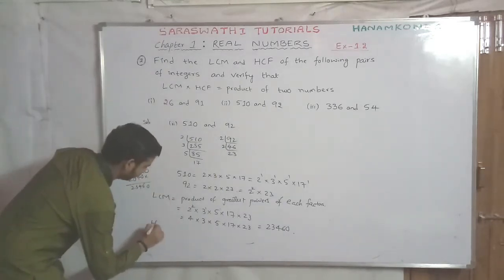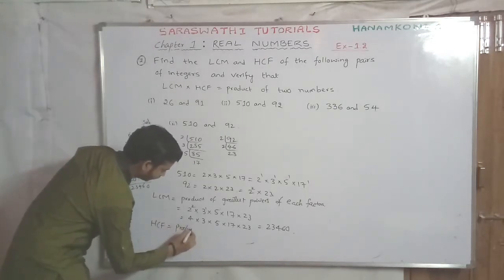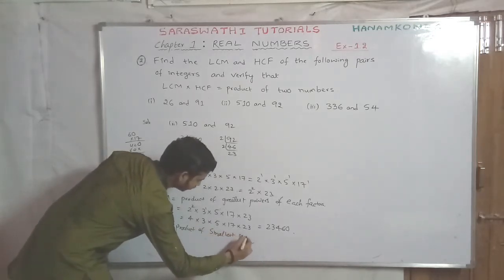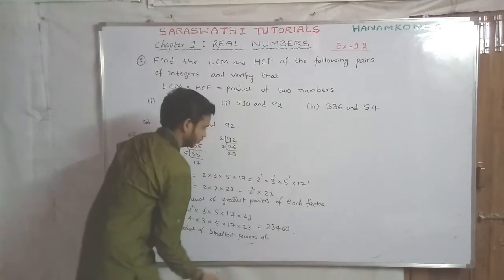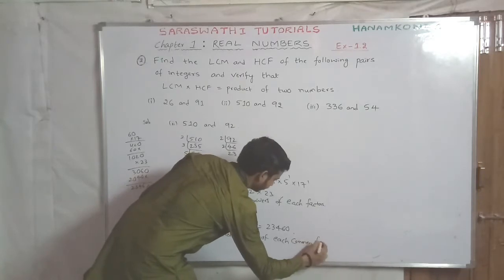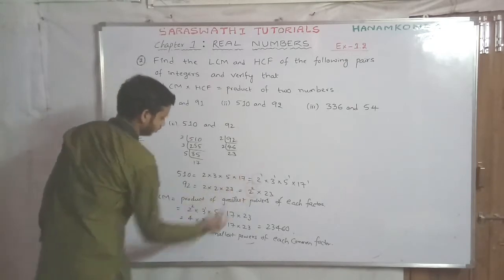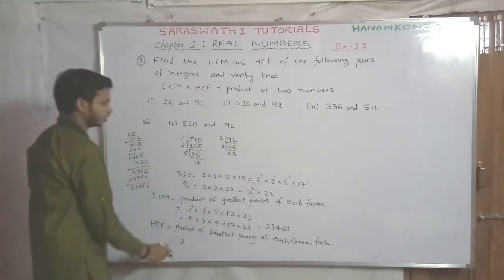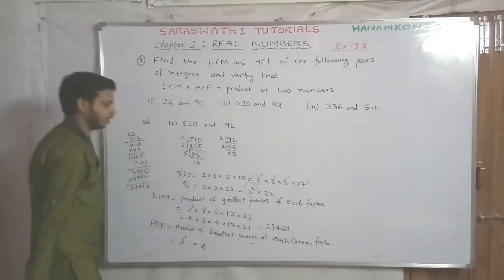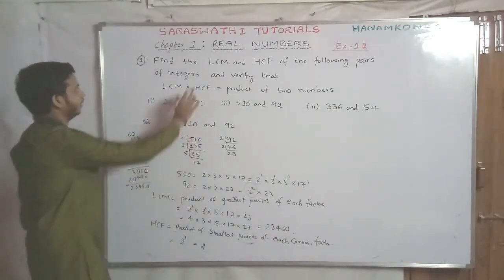Now let us find the HCF. You know that HCF equal to the product of the smallest powers of each common factor. Here the only common factor is 2. The smallest power of 2 is 2 power 1, which is 2. So the HCF we have obtained is 2 and the LCM we have obtained is 23460. So we have found the LCM and HCF.